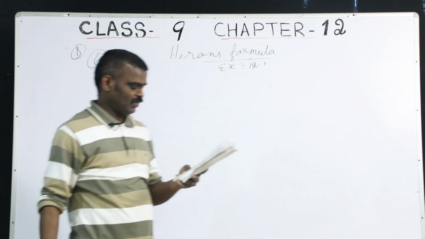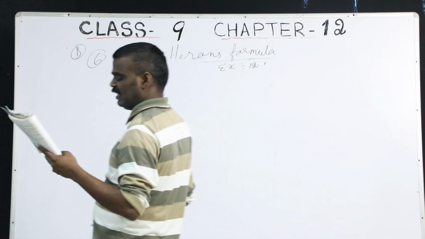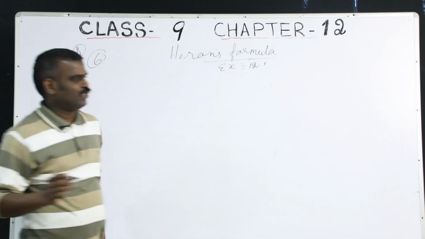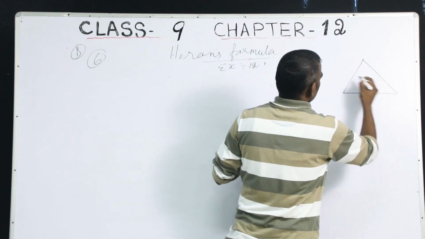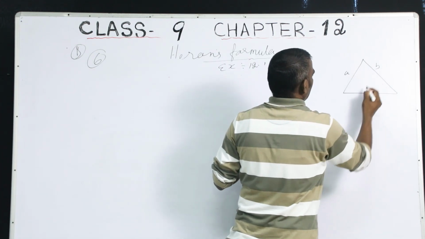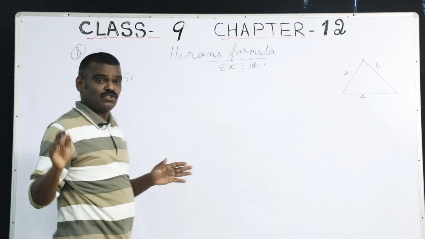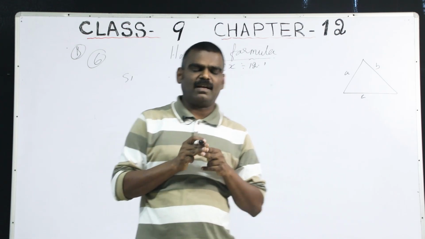Question number 6. An isosceles triangle has perimeter 30 centimeter and each of equal sides are 12 centimeter. Isosceles triangle, A, B, C. You know what is an isosceles triangle? An isosceles triangle is a triangle where two sides are equal. Okay.